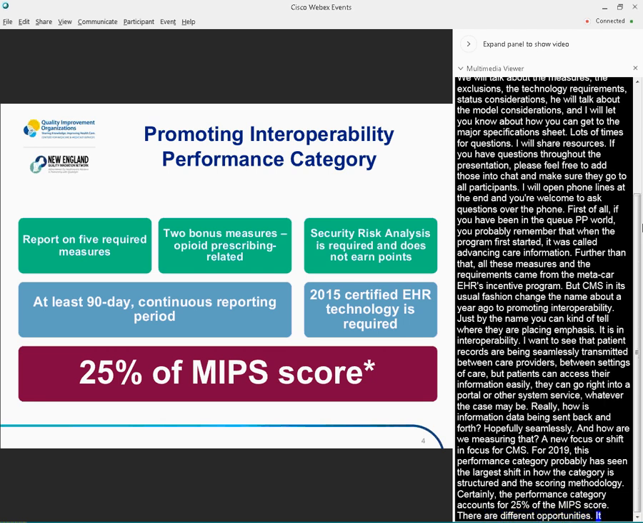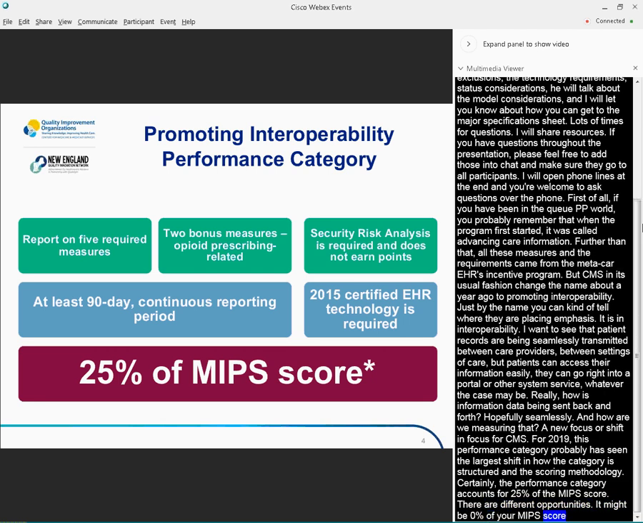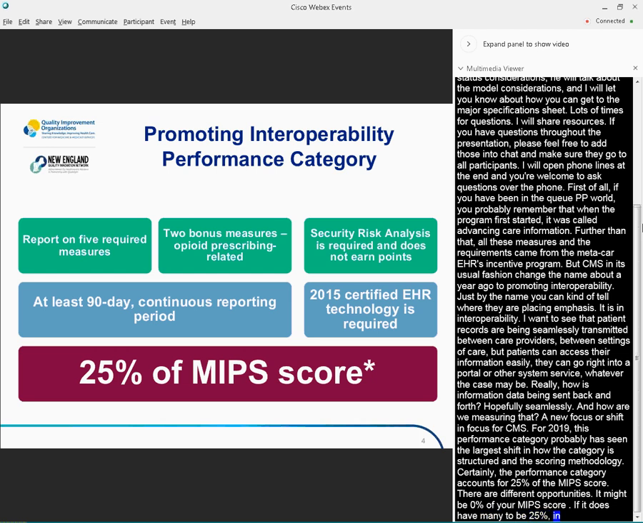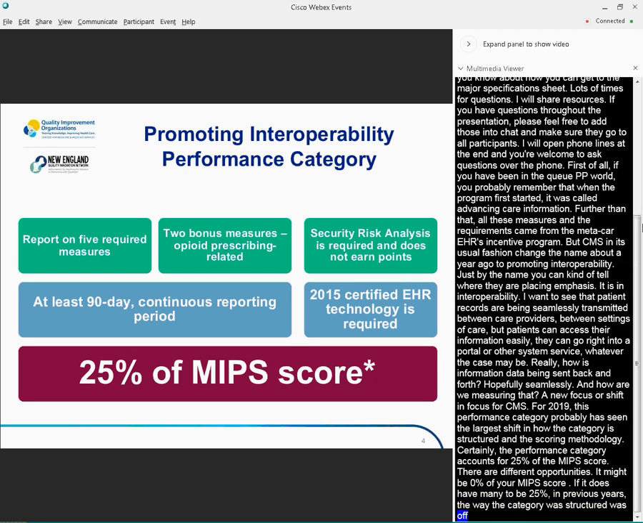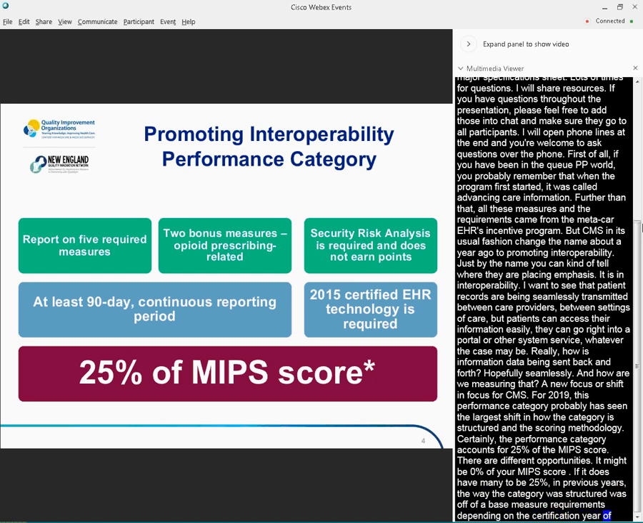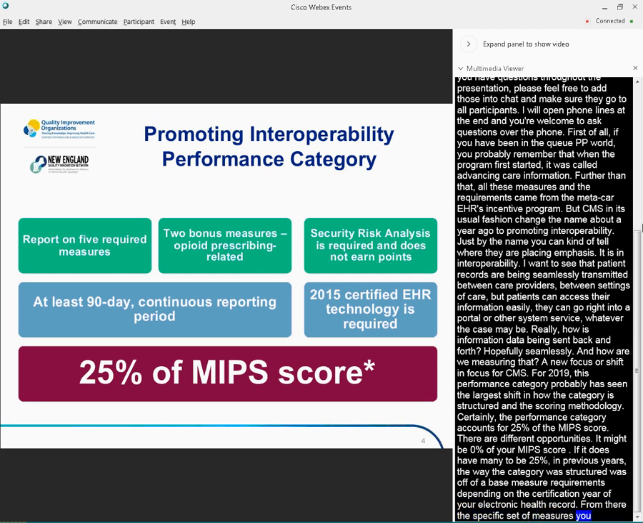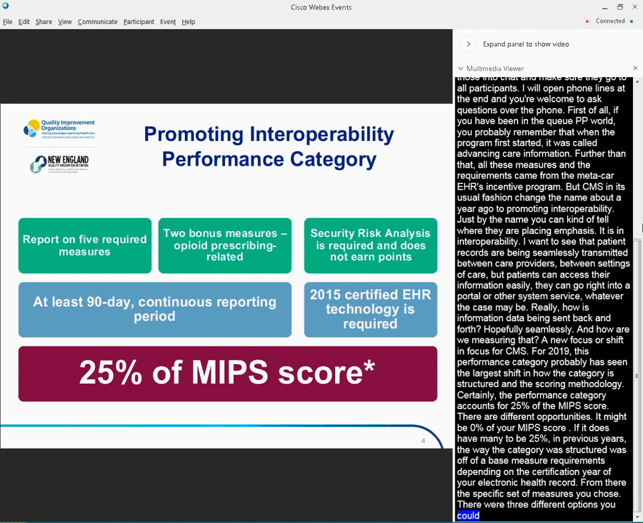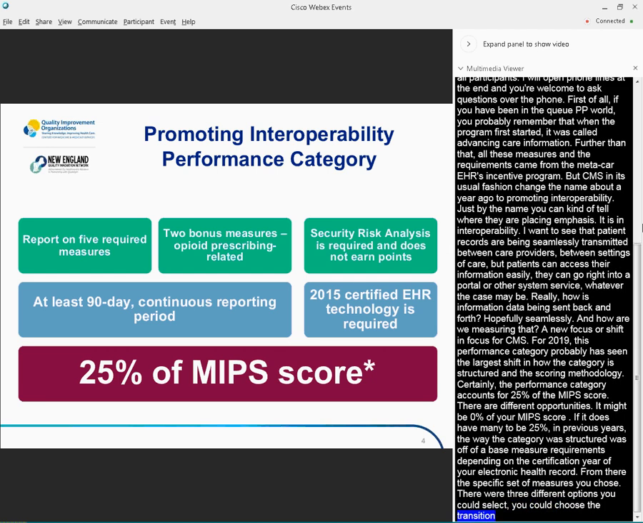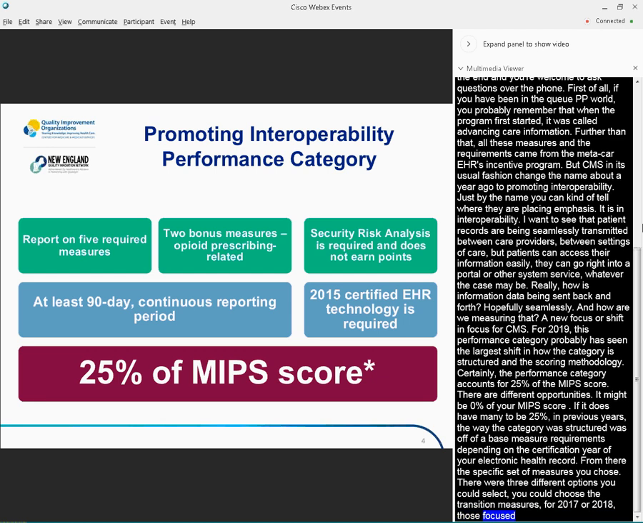But if it does happen to be 25% of your MIPS score, in previous years, the way the category was structured was off of base measure requirements, depending on the certification year of your electronic health records. And then from there, the specific set of measures that you chose. And there were three different options that you could select. You could choose the transition measures, which were either 2017 or 2018, and those really focused on, if you're familiar with meaningful use, the meaningful use stage 2 modified measures.